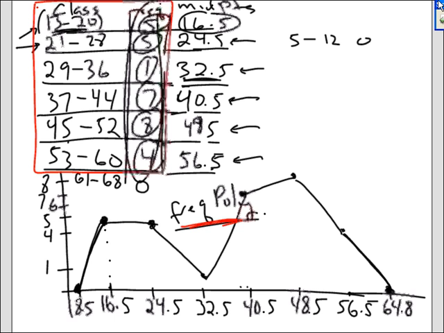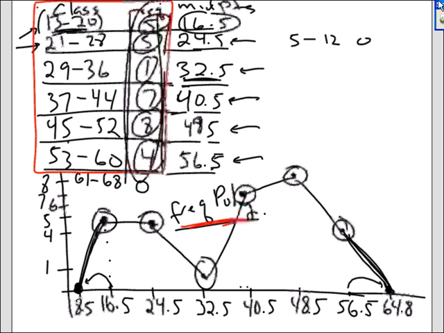The midpoint of a class is the middle number. It's the average of the upper and lower number. Using those midpoints, you plot the points. Right above those midpoints, you go up the correct frequency. And you go one extra class width to the left and one extra class width to the right, and you anchor it with 0 at both endpoints. And basically you connect the dots. That is a frequency polygon.